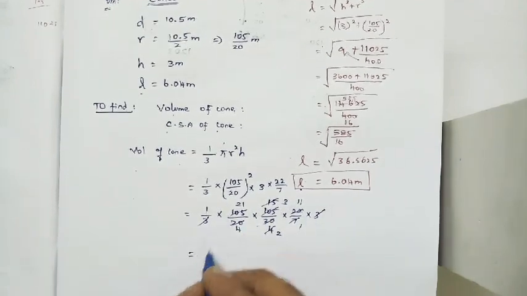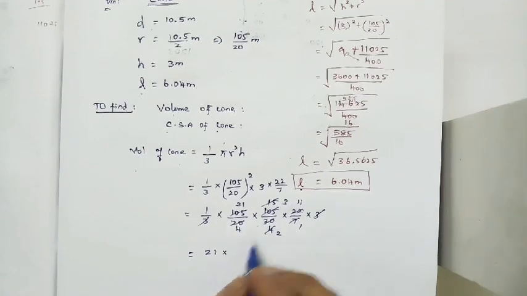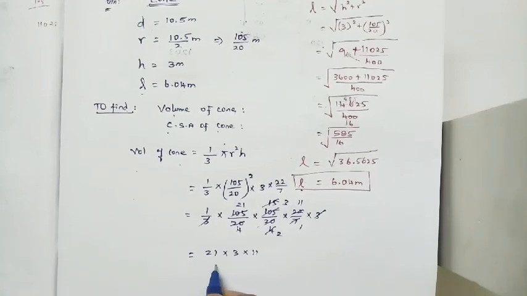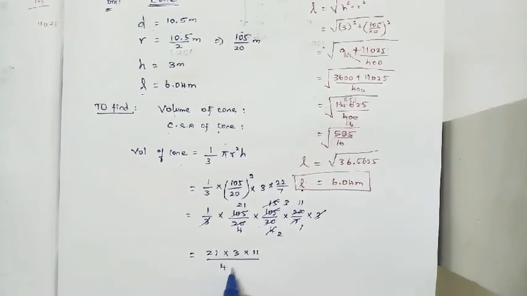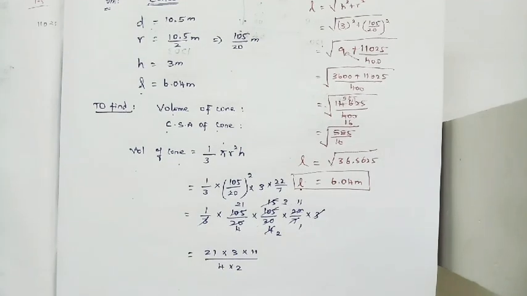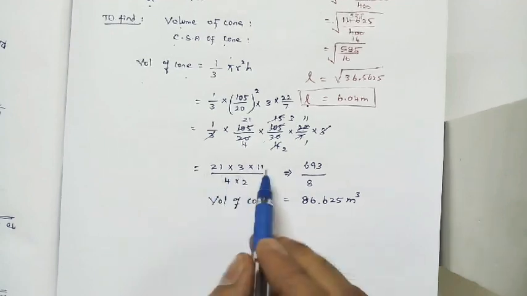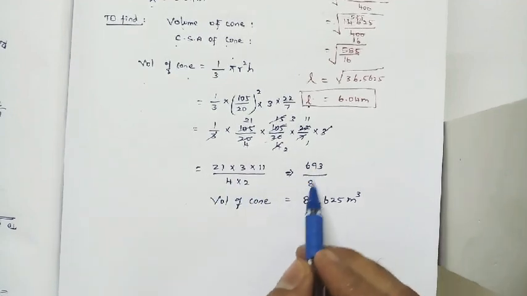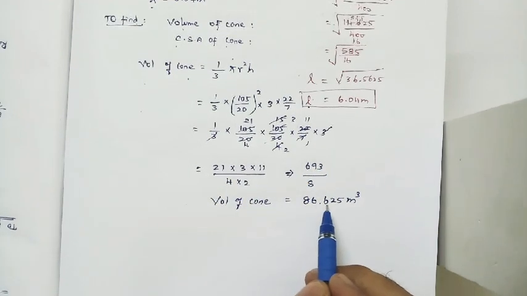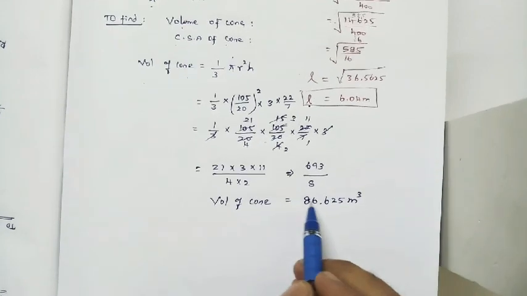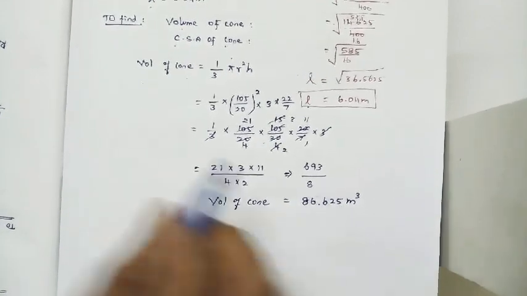So write the remaining part. So 21 into 3 into 11 divided by 4 into 2, right? Simplify. So just multiplying this, the value 693 divided by 8. While we are simplifying, 86.625 meter cube. Therefore the volume of the cone is equal to 86.625. Next what do we want to find?